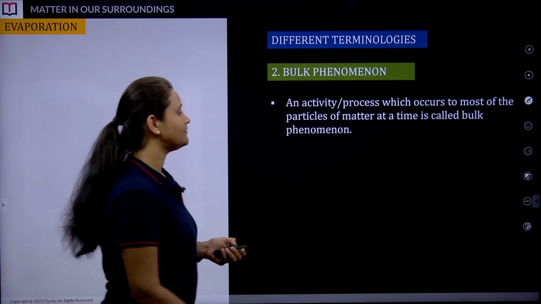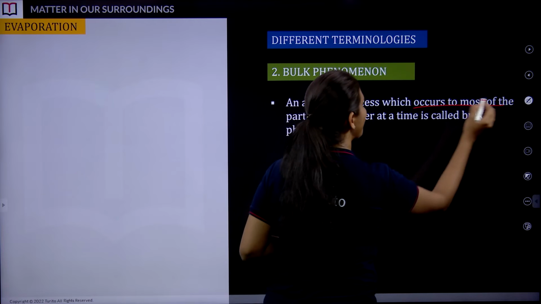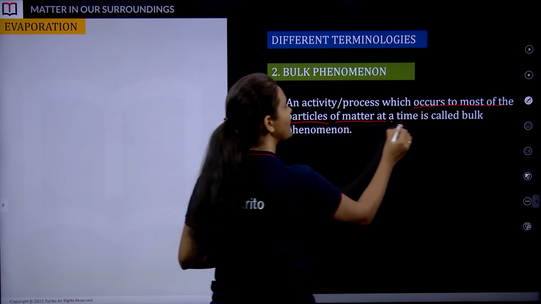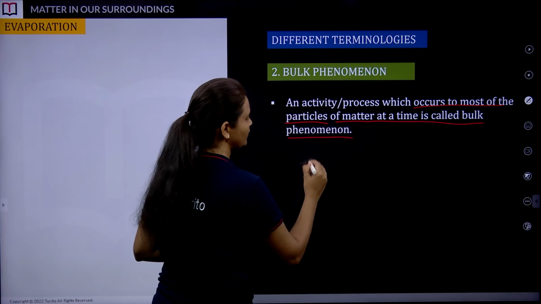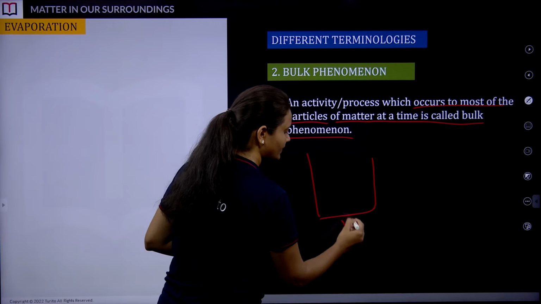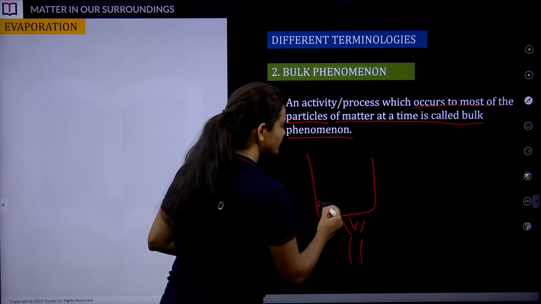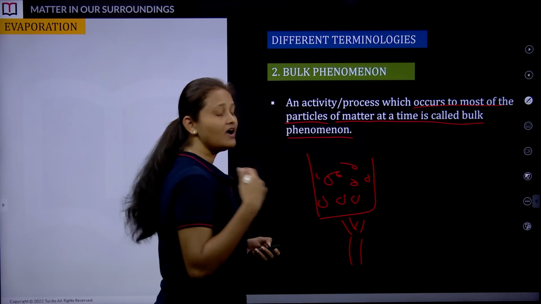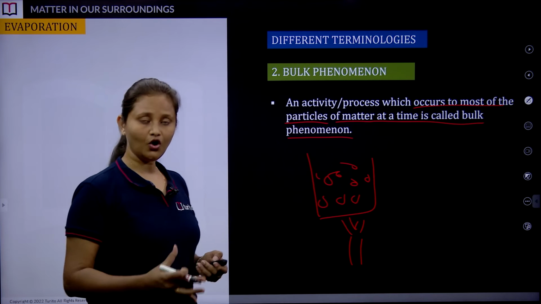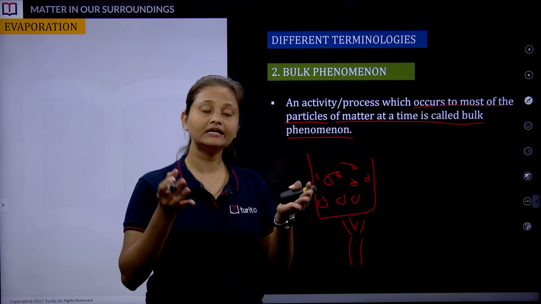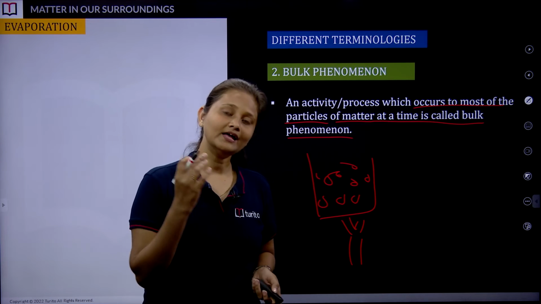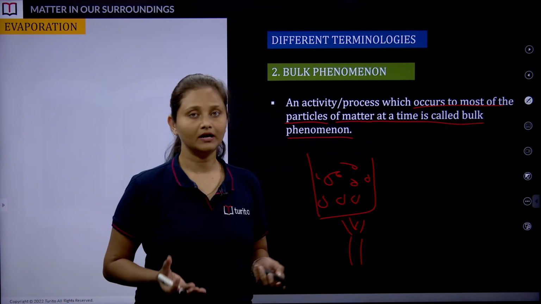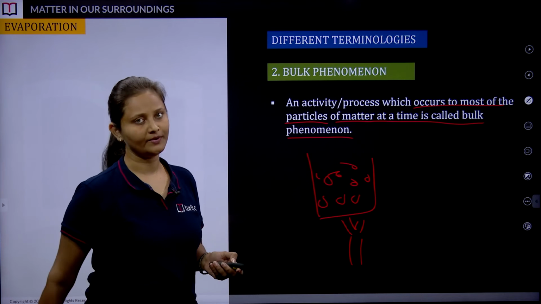Next, an activity or process which occurs to most of the particles of matter at a time is called bulk phenomena. In boiling, each and every molecule in the system is getting activated. The kinetic energy of these molecules is increased in the bulk, and that's why escaping is happening in the bulk. That's why we say it's a bulk phenomenon.